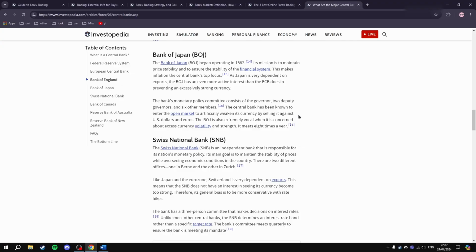The central bank has been known to enter the open market to artificially weaken its currency by selling against the USD. So if you're selling it against the euro, it sells its own currency to get euro and USD, right? That means there's going to be more JPY in the open market. If there's more of it, that means there's more supply, and if the demand stays the same, then the value of the currency is going to drop.